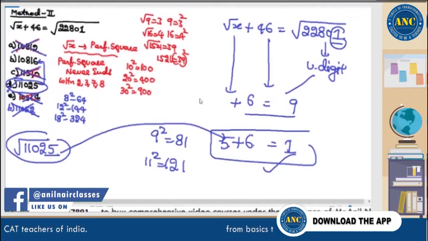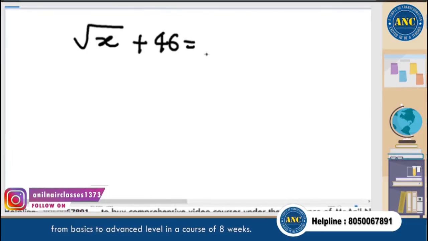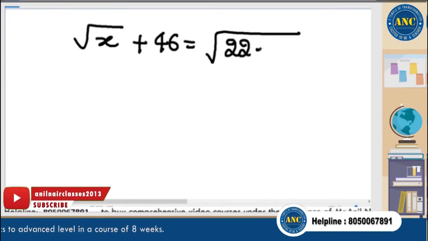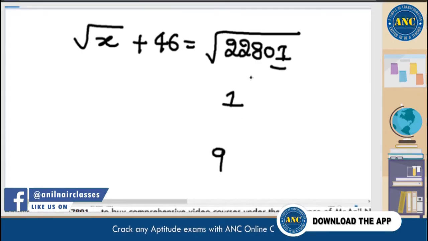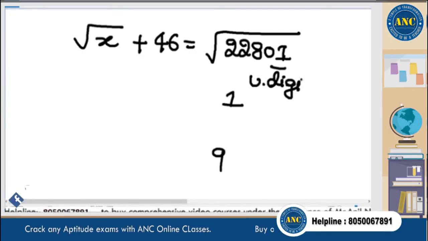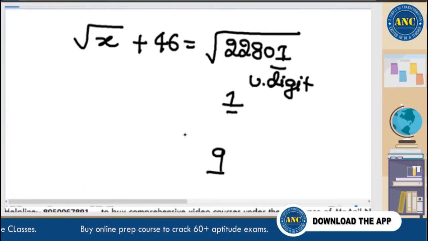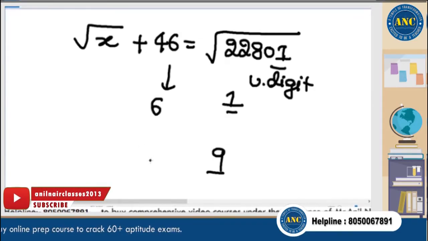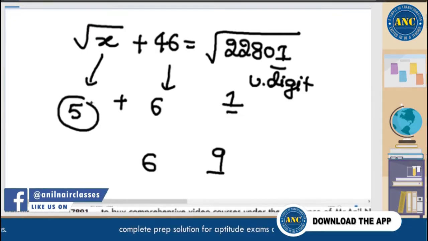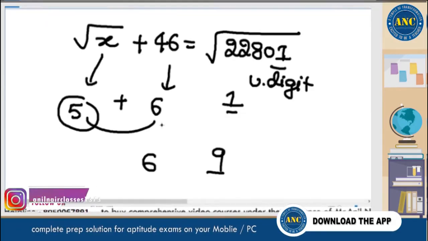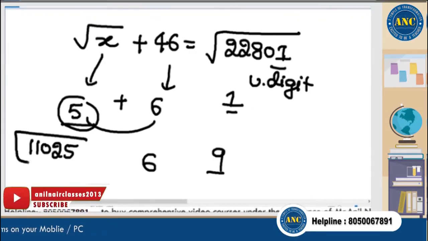Listen carefully again. Srishti, again I am explaining. Root x plus 46 is 22801. The unit digit is 1. If the unit digit is 1, the unit digit of the number we are squaring should be 1 or 9. What is the unit digit of this number? 6. So what will be the unit digit of this? This should be 5, right? Because 5 plus 6 only is 11. What is the only option with unit digit 5? 11025.